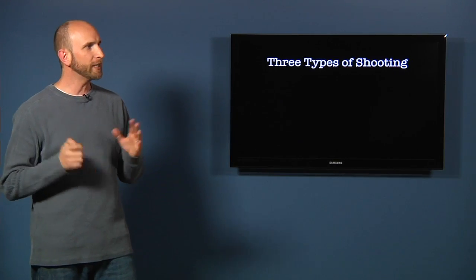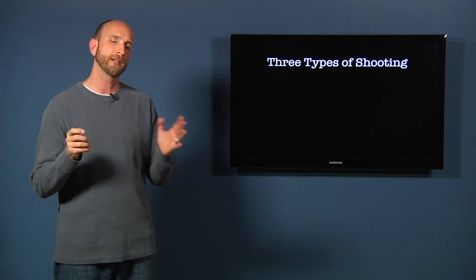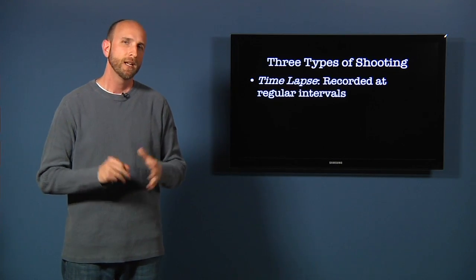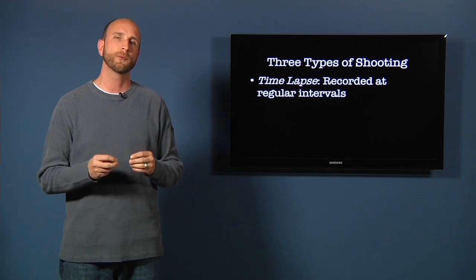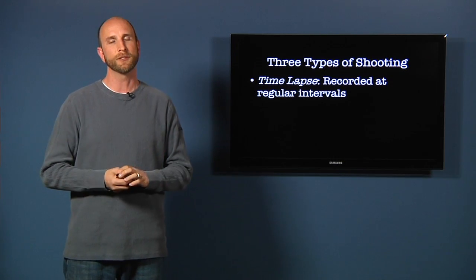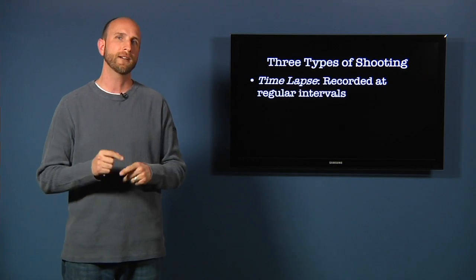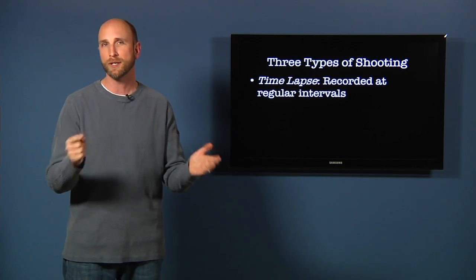Well, there are really three types of shooting that we can do, and we can break it down like this. There is time-lapse photography. Now, these videos are when we record things at regular intervals. So we set up our camera and we tell our camera, I want you to take a picture once every second or once every hour or day or whatever.